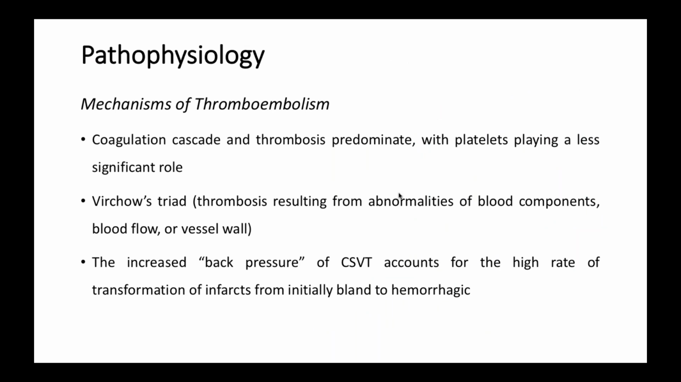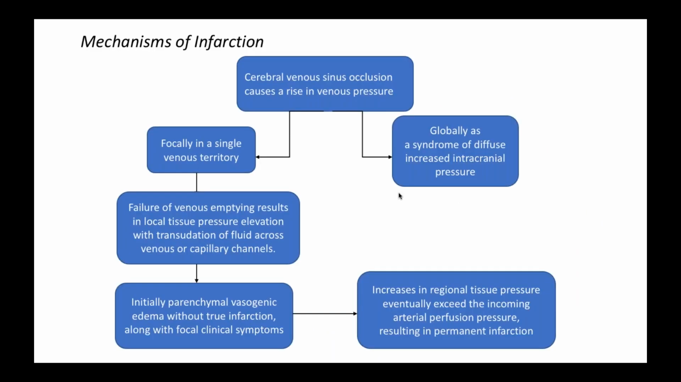Again, there is a mechanism of thromboembolism, Virchow's triad and all. I'm not going to discuss this in detail. When there is an occlusion, it leads to an increase in the venous pressure. It can occur globally, resulting in diffuse increased ICP, or there could be a focal occlusion resulting in failure of venous emptying, with local increased tissue pressure and transudation of fluid across the venous or capillary channel, resulting in vasogenic edema without any true infarction.